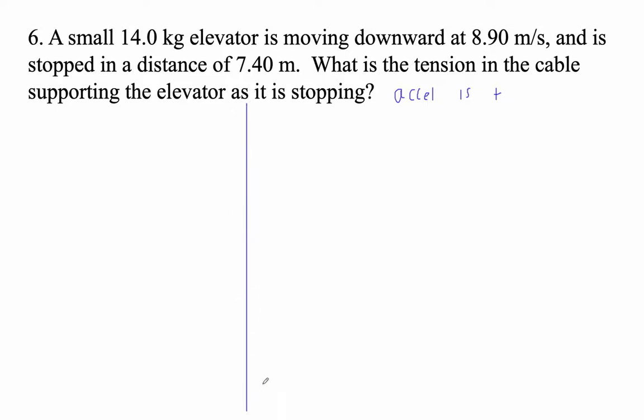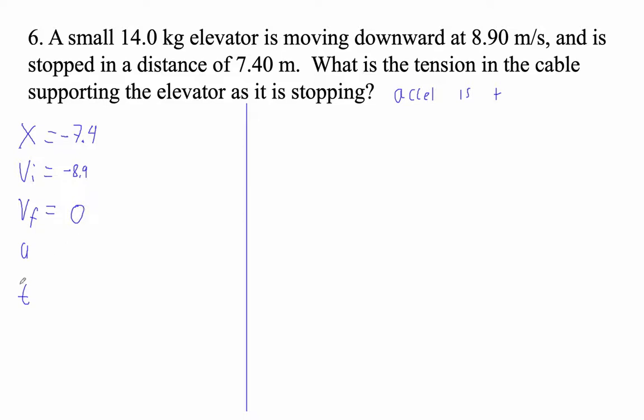Let's figure out how. Okay, so the first thing I'm going to do is solve a kinematics thing. So it's moving downward at 8.9, so this is negative 8.9. It's stopped in a distance of 7.4. So I feel like it goes down 7.4, and that's the minus sign that everybody misses, right? It's not moving up 7.4 as it stops. It's actually going to go down 7.4, right? And then the final velocity is 0.